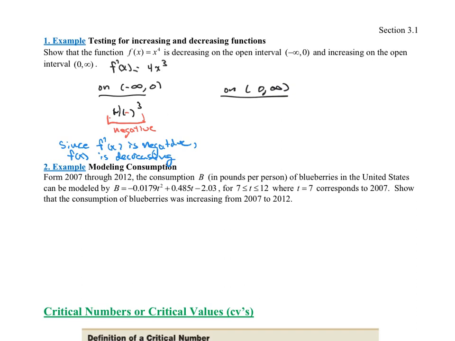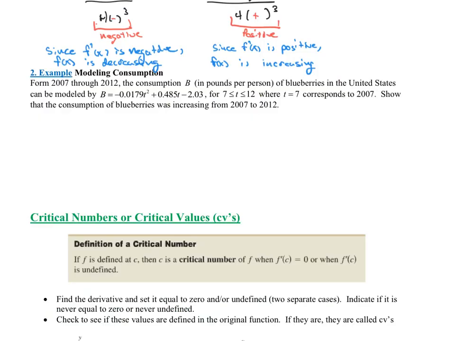Consider the interval 0 to infinity. Again, we're looking at 4 times any number from 0 to infinity, cubed. When you plug in a positive number, cubed is positive, times 4 would still be positive. So on the interval 0 to infinity, the derivative of the function must be positive. Again, if the derivative of the function is positive, then we know the function is increasing.